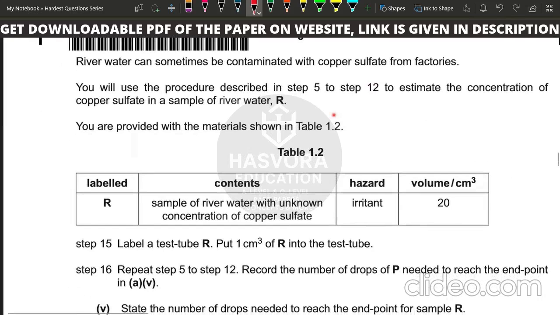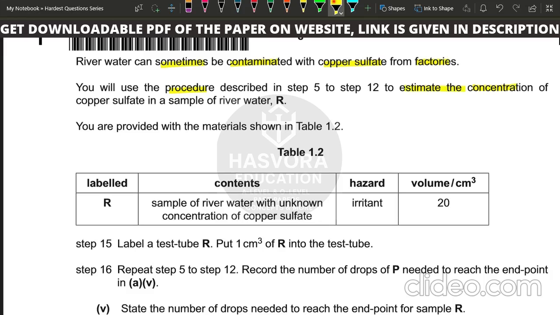Now they are telling you that river water can sometimes be contaminated with copper sulfate from the factories. You will use the same procedure and estimate the concentration. How will you estimate? You will do the same procedure.